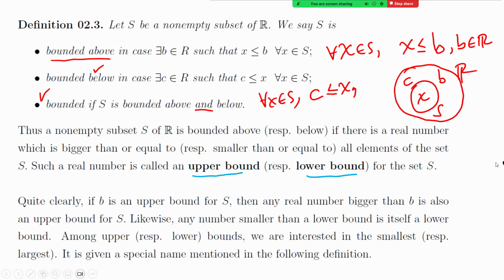Okay, let's continue, please. Thus, a non-empty subset S of R is bounded above, respectively below, if there's a real number which is bigger than or equal to, respectively smaller than or equal to, all elements of the set S. Such a real number is called an upper bound, respectively lower bound, for the set S.